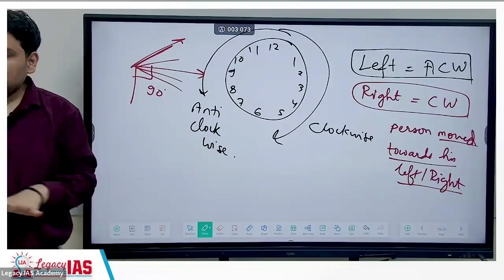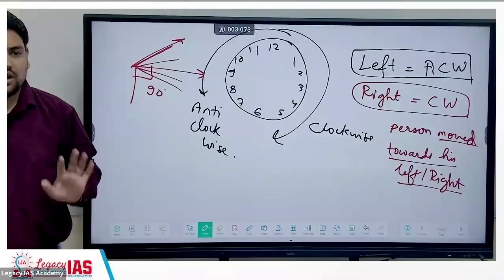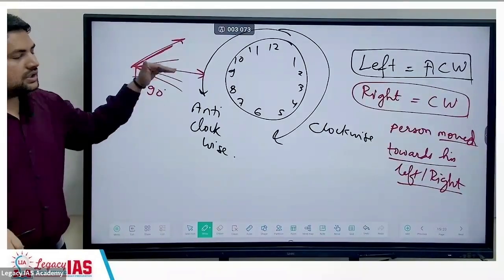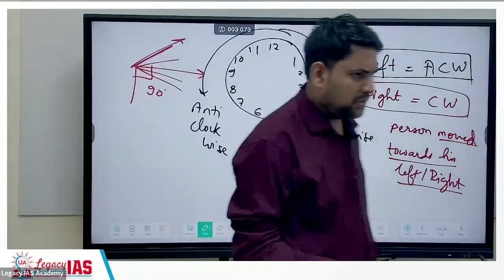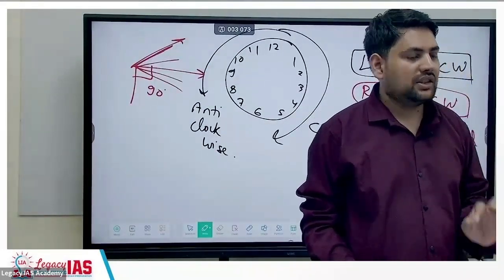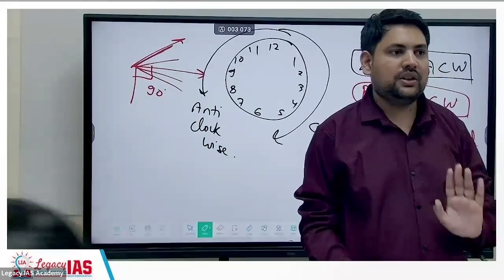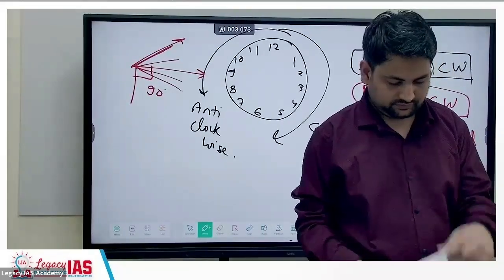Otherwise, if the question does not mention anything, you assume that the turn is of 90 degrees. Understood? Always. Mostly they won't mention 90 degrees. They would just say turn left, turn right. You assume 90 degrees.